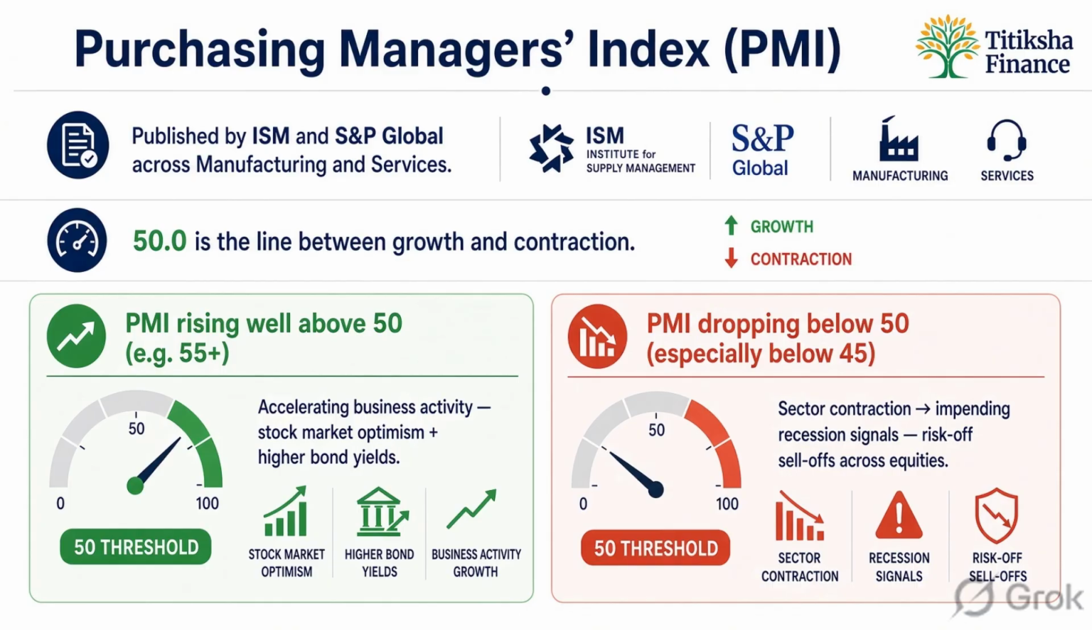Purchasing Managers Index, or PMI, published by ISM and S&P Global across manufacturing and services. Remember the threshold. 50.0 is the line between growth and contraction. A PMI rising well above 50 indicates accelerating business activity, driving stock market optimism and higher bond yields. A PMI dropping below 50 indicates sector contraction. If it drops below 45, it signals an impending recession, triggering risk-off sell-offs across equities.